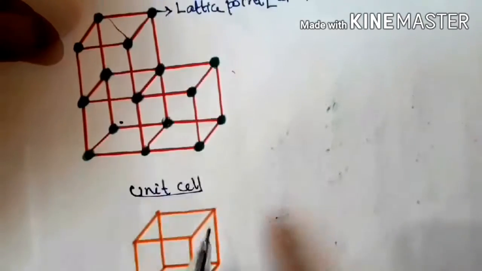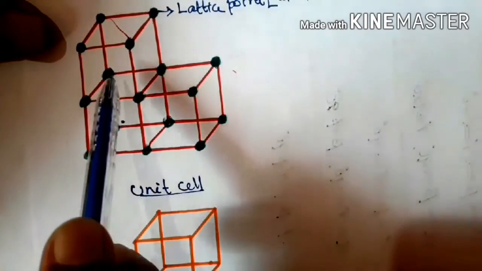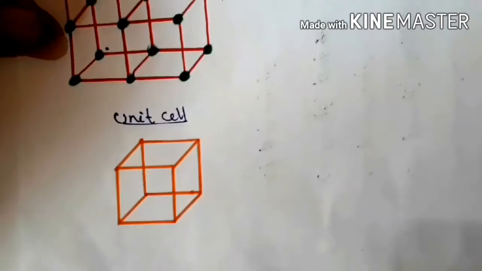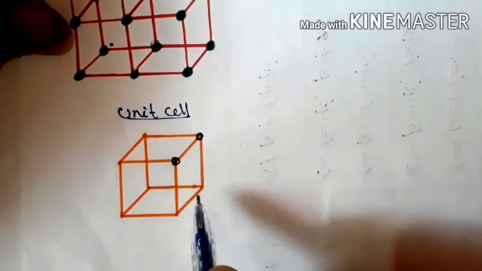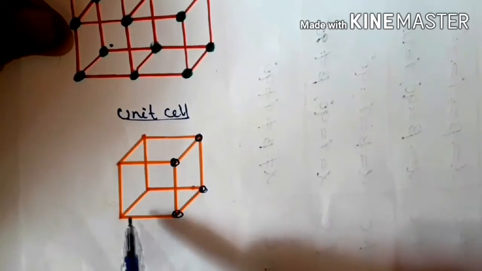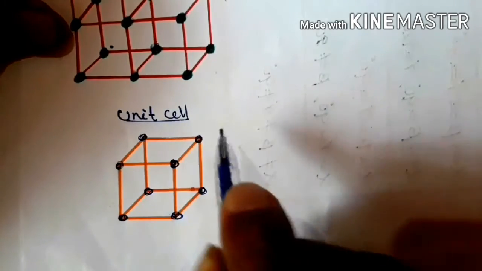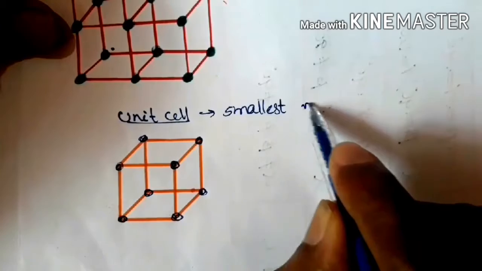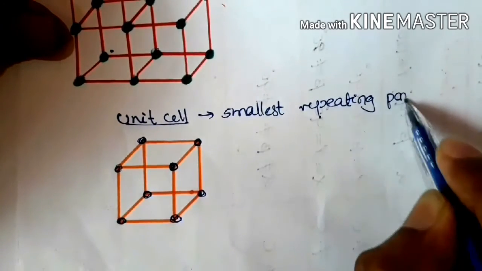Here you look, I have taken 3 unit cells to form a crystal lattice. From these 3 I have taken one cube. This smallest repeating portion of a crystal lattice is called the unit cell. So this unit cell also contains constituent particles. Now let us see it. Unit cell is the smallest repeating portion of a crystal lattice.